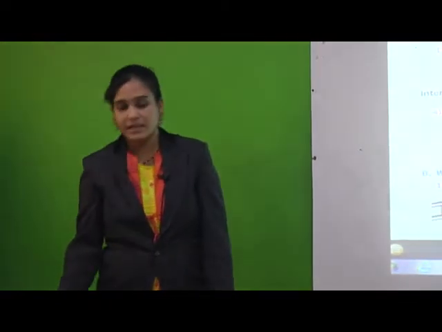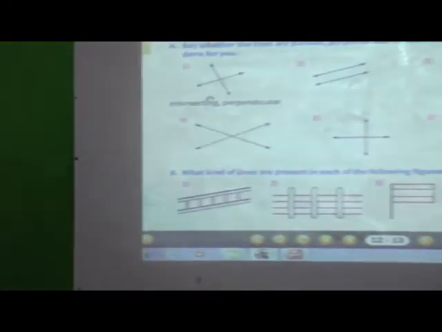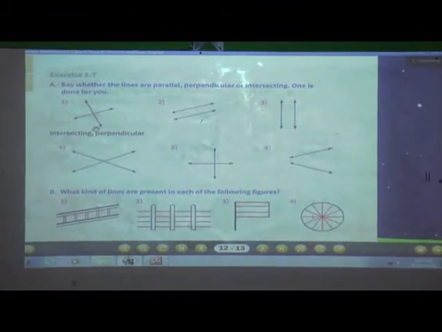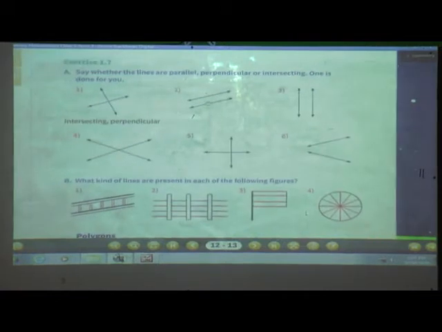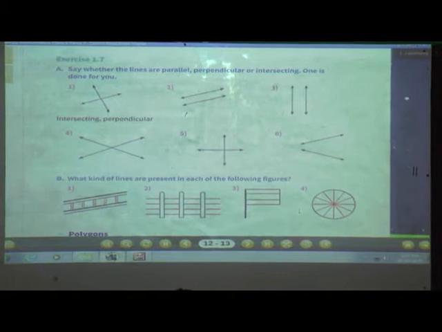Today I am going to teach you polygons, quadrilaterals and types of triangles, properties of a triangle. So students, open your page number 13, exercise 1.7. In last period we have studied already about perpendicular lines, intersecting lines and parallel lines. Today we are going to solve exercise 1.7a. See, what is the question?